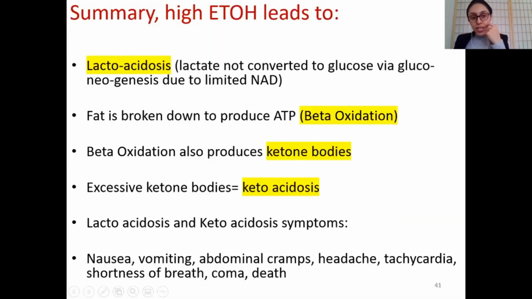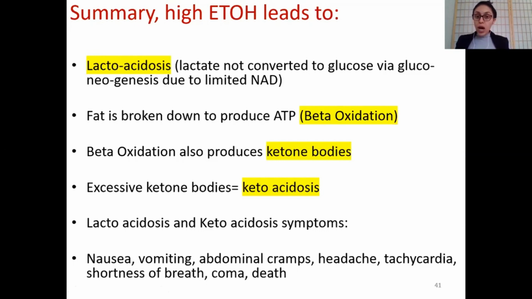All right, so yes, in summary, what happens? In summary, you have lactoacidosis. Why? Because lactate cannot be converted to glucose via gluconeogenesis because of limited NAD. So you have lactoacidosis in the body.